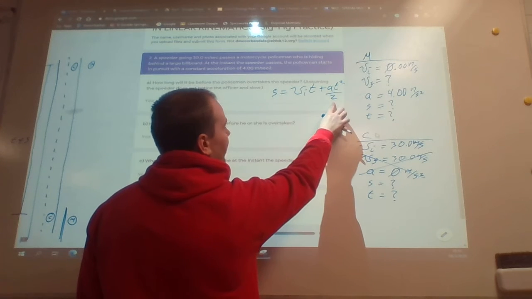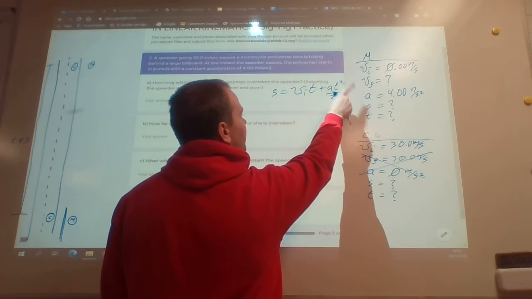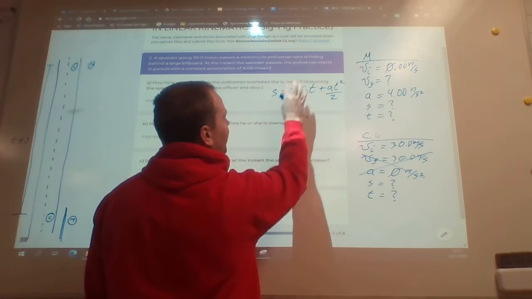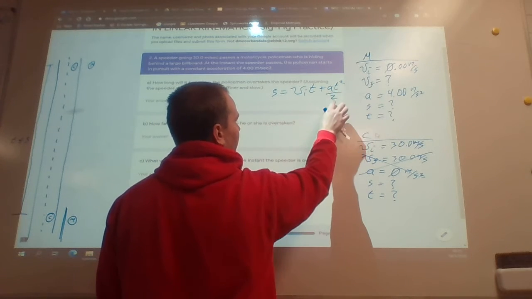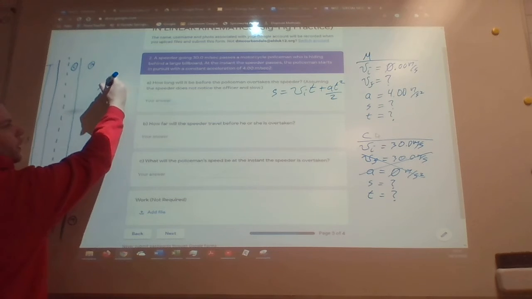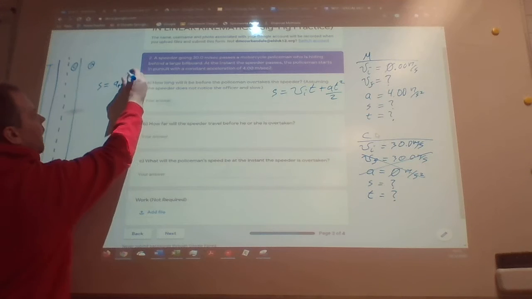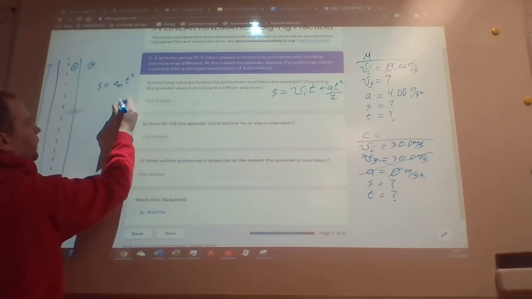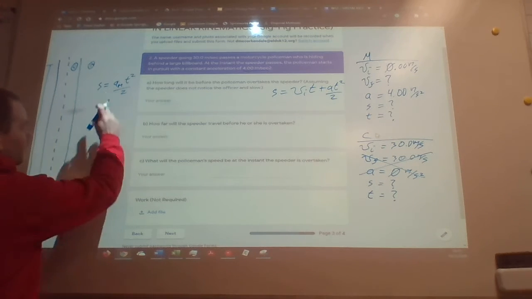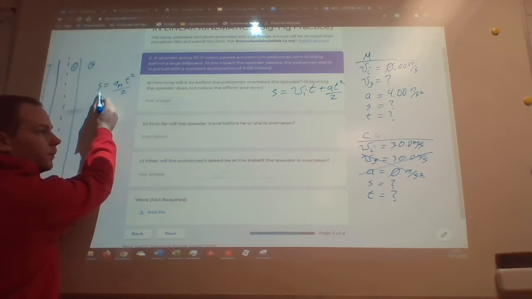So if we write this equation out for the motorcycle cop, his initial velocity is 0, so we don't need this part. All we need is S equals A T squared over 2. So for the cop, S is going to be equal to the acceleration of the motorcycle times the time that passes squared, divided by 2.